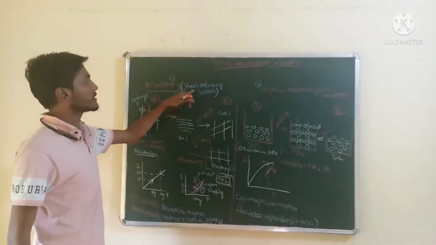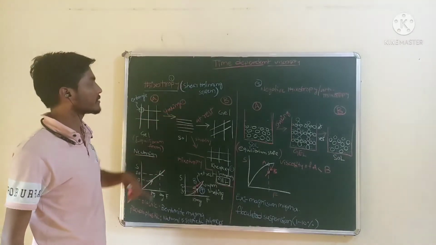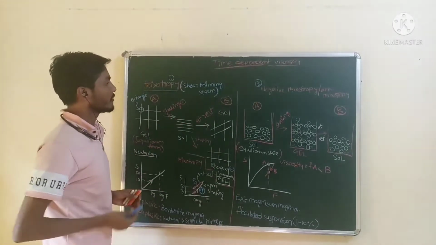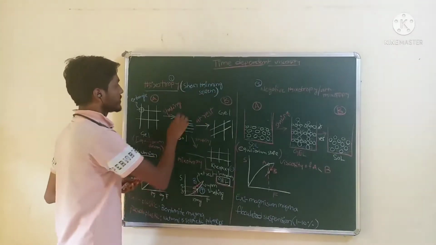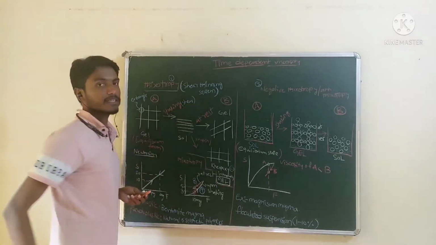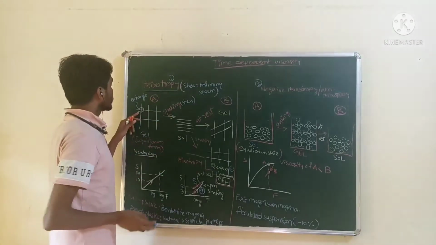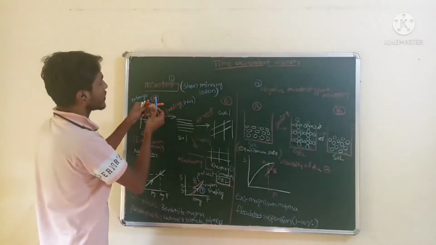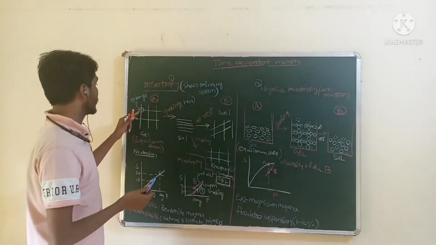Thixotropy we can also call a shear thinning system. See why? When you apply shear, shear is nothing but shaking. When you shake the system, this is entangle, meaning two polymers are joined at one place. We can call it entangle.